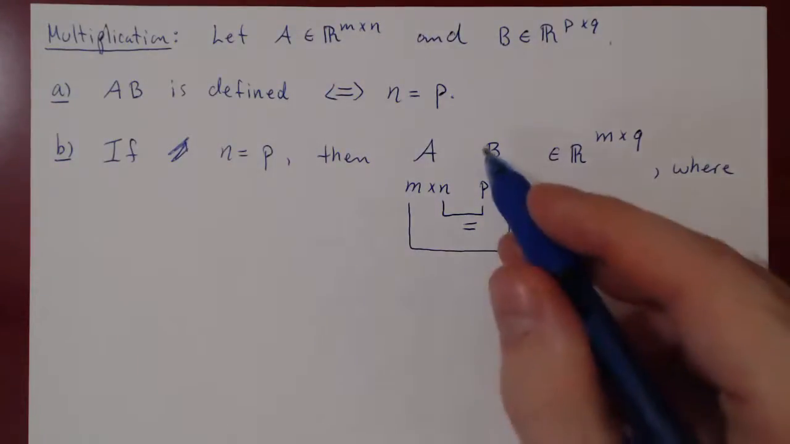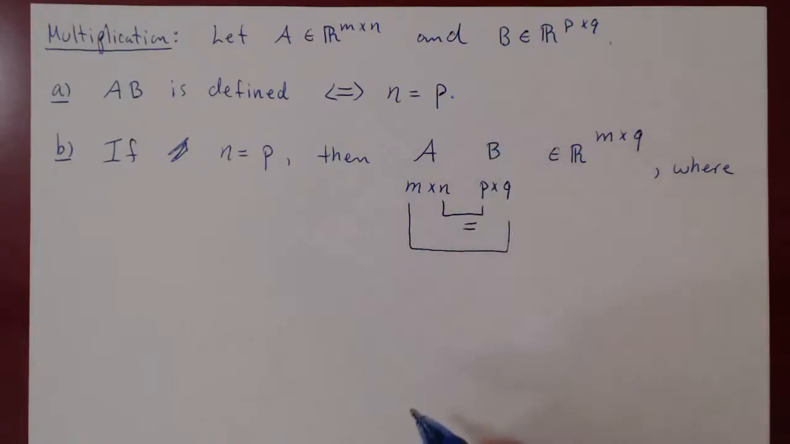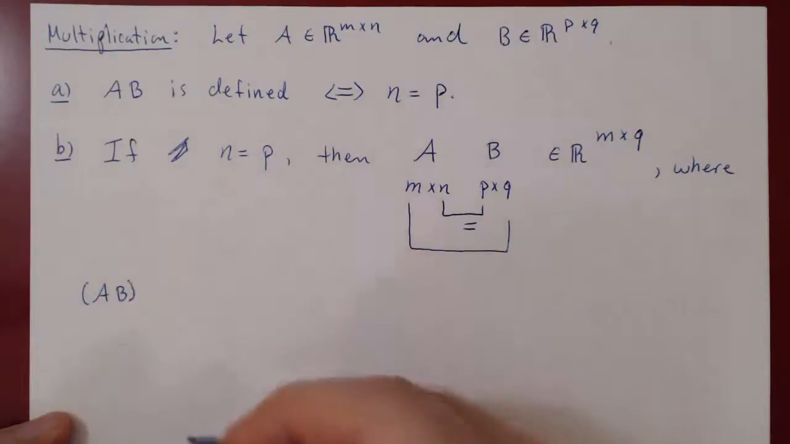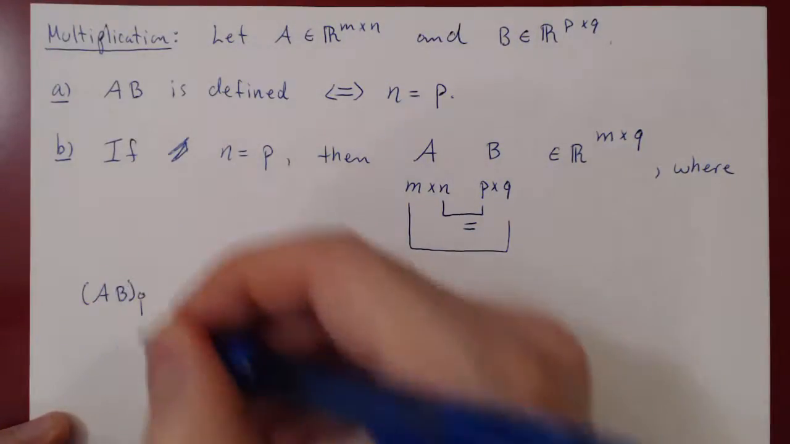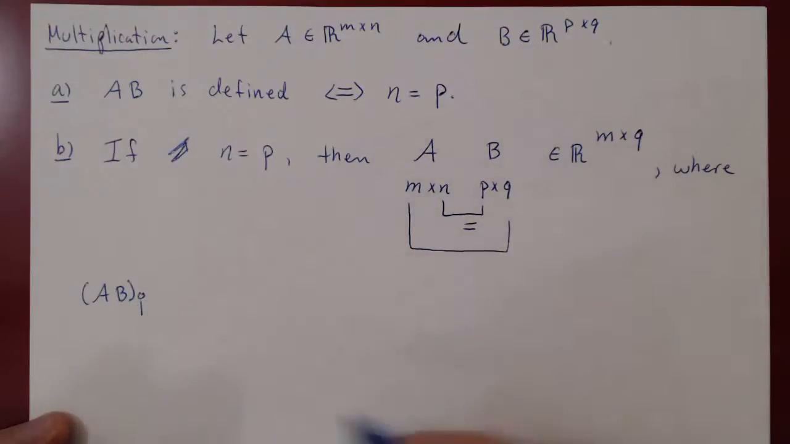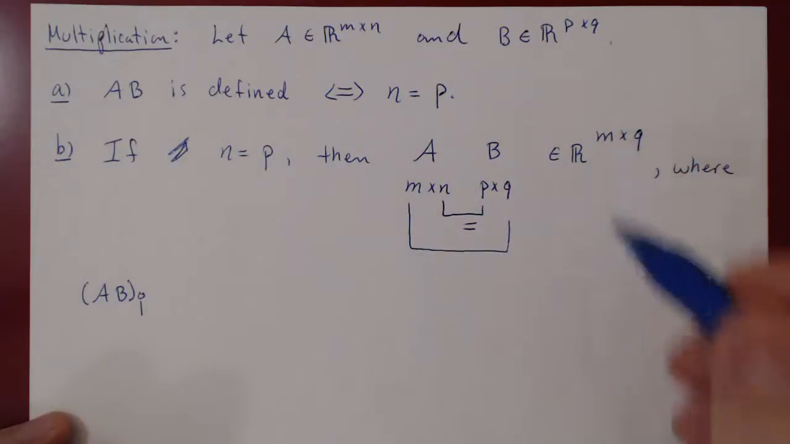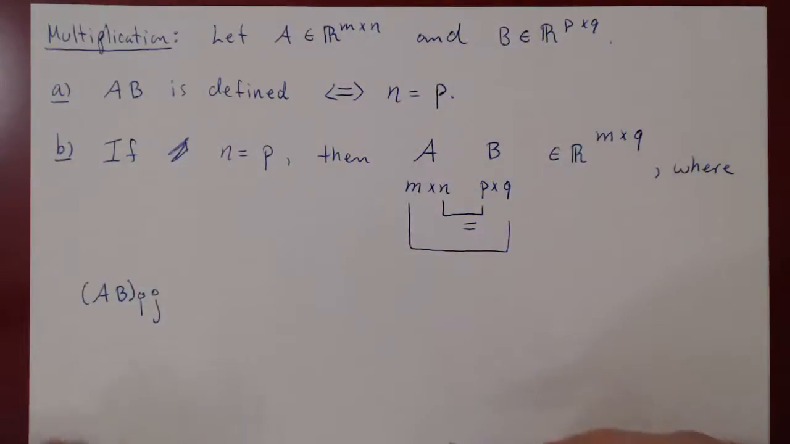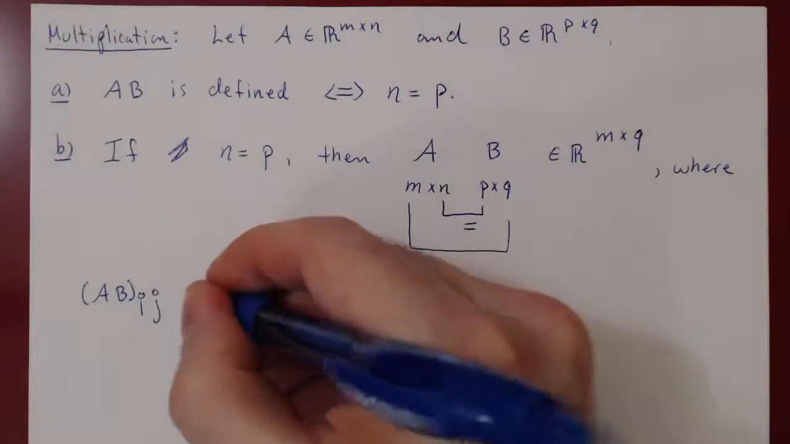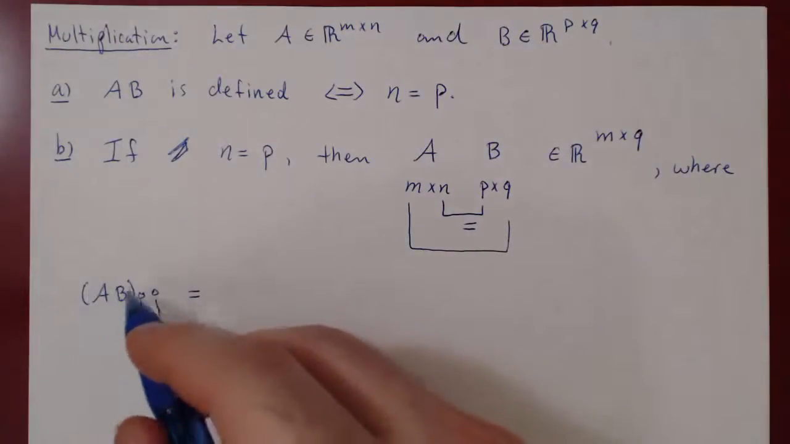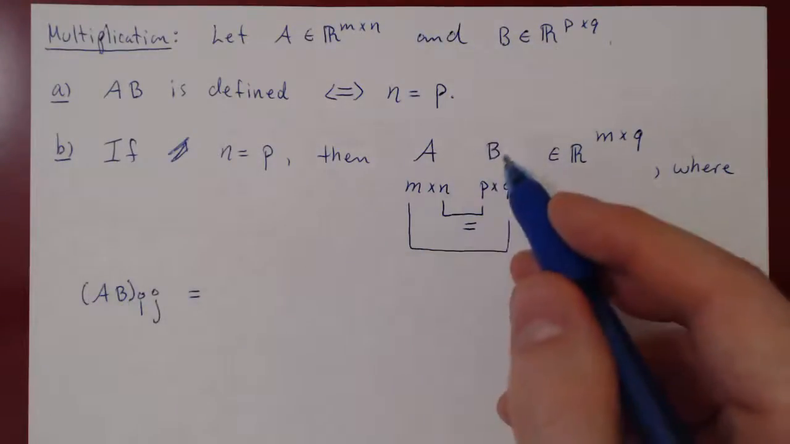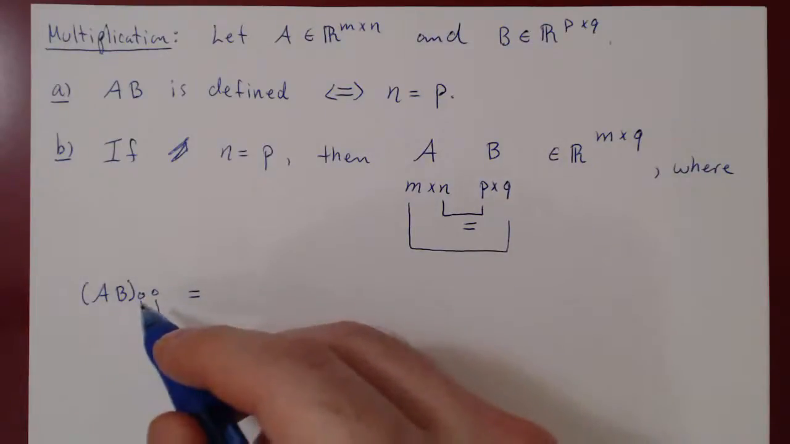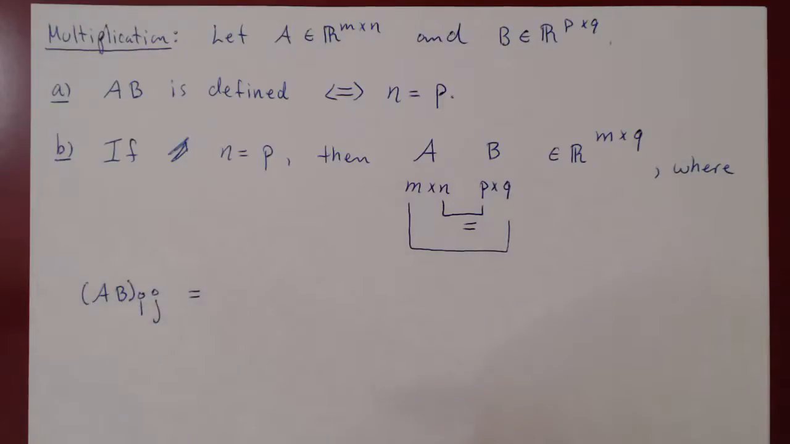Now the question is, how do we compute the entries of A times B? Let's see. We take our matrix AB and consider an entry in the ith row, where i is any integer between 1 and m, and j is any integer between 1 and q. If you remember, when you put round brackets around a matrix, here the matrix is AB, that means we're looking for entries of the matrix. Entries where? In row i, column j.